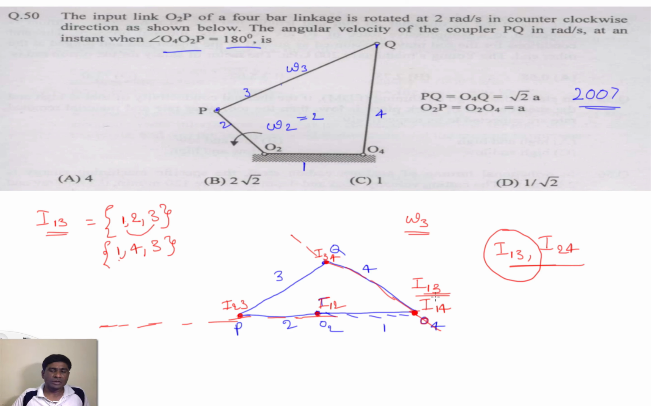So at this instant, what is the meaning of instantaneous center 1 and 3? At this instant, these two bodies 1 and 3 are rotating about I13 and having the same absolute velocity. Here link 1 is fixed, so only link 3 is rotating about this point, and we can find the velocity of the point P from this, because this point is on link 2 as well as 3. But how to find the velocity of point P? Vp is given as omega 2 into PO2.